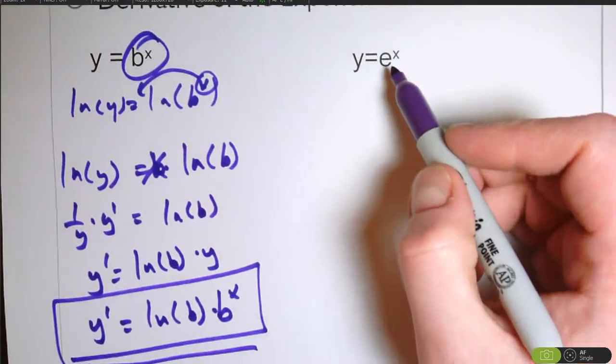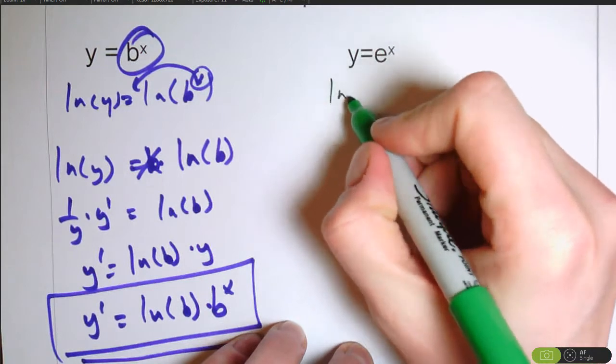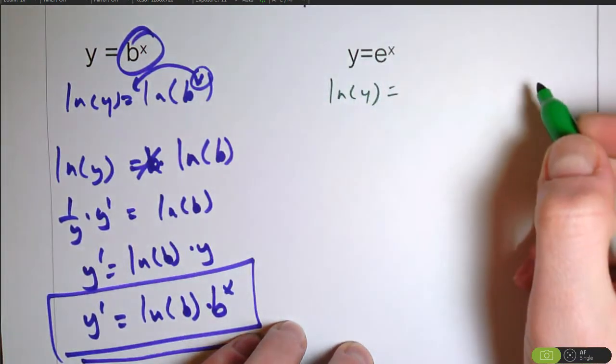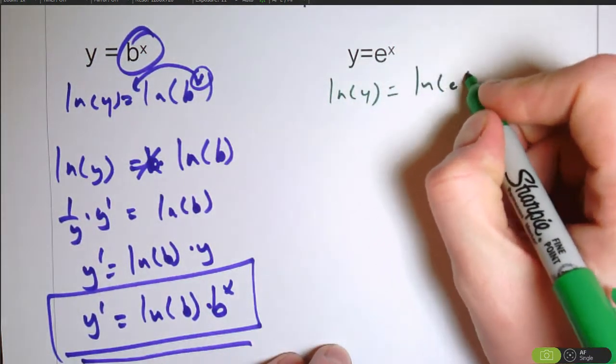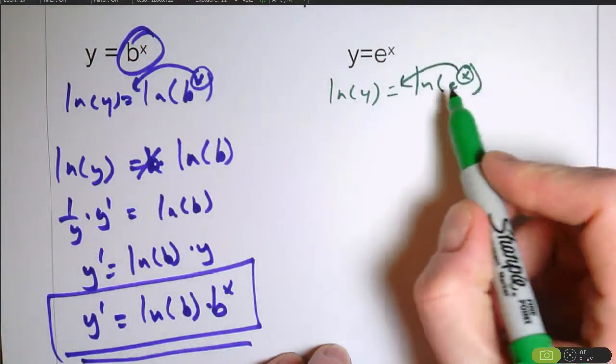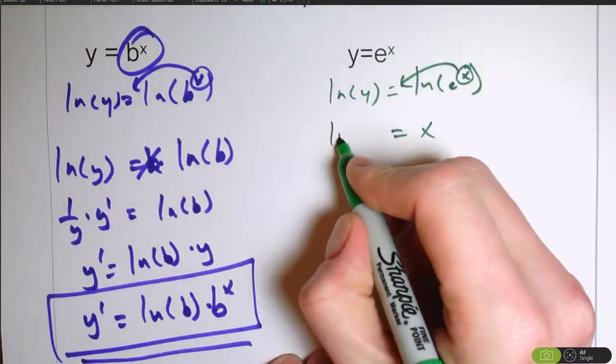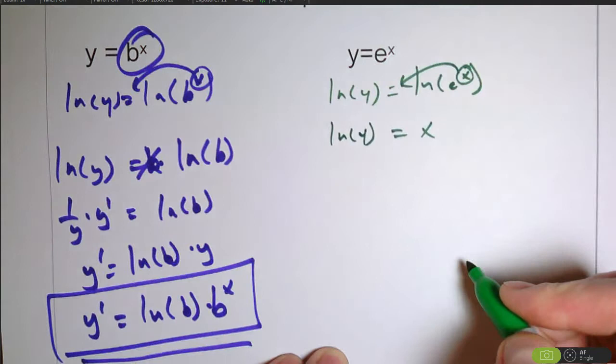Now e to the x is nice because it's a specific case of this. So I'll do this in a different color. Let's do this in, I don't know, how about a nice green. I haven't used green before. So again, start off doing the same thing. Natural log of y equals natural log of e to the x. Now we talked about this though. Natural log of e to the x, that x drops down and we get x times the natural log of e. That guy just gets 1. So ln of y equals x.